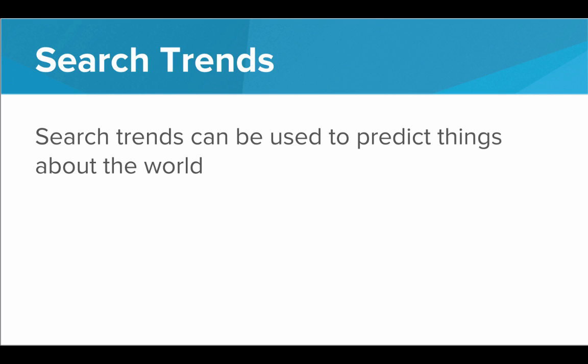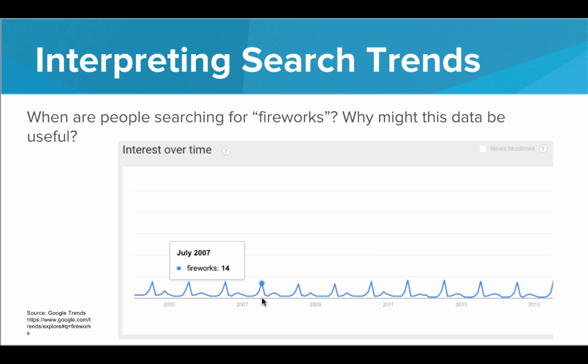One type of visualization that's available to everyone and can be used to predict things are search trends. You can look at what people are searching on the internet, and this can be used to predict things about the world. For example, here we have the Google search trends for the term fireworks. Google makes this available to everyone, and we can ask, when are most people searching for fireworks, or when does fireworks have the highest demand? You see that every year in July, the demand for fireworks peaks, the interest in fireworks peaks.